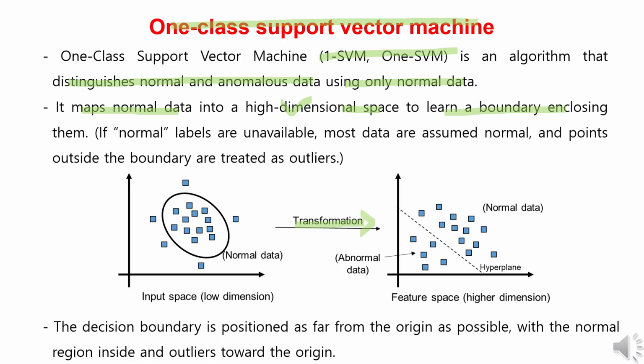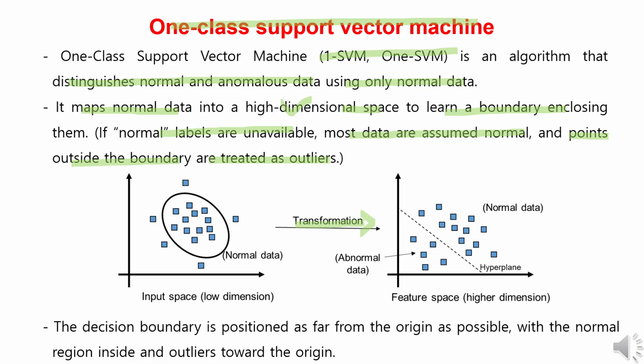If the data doesn't have an explicit normal label, the algorithm typically proceeds by assuming the vast majority of the overall data is normal and training on that, considering a few points that fall outside the distribution as outliers.